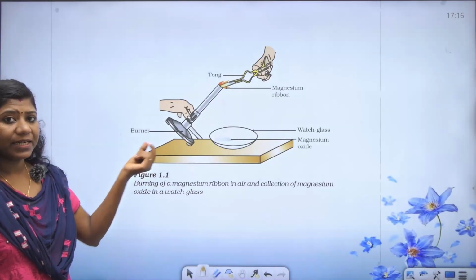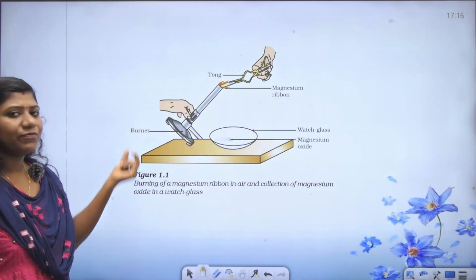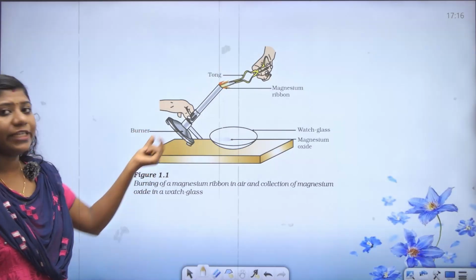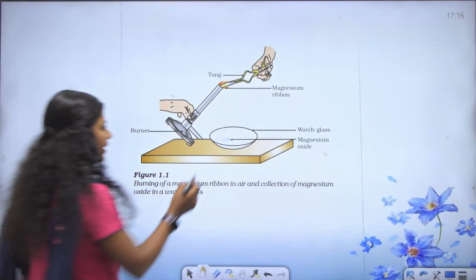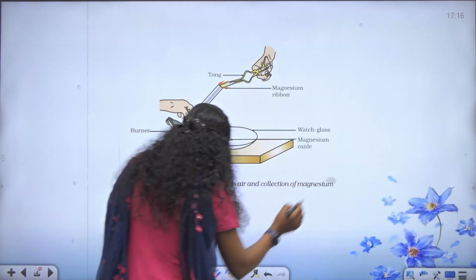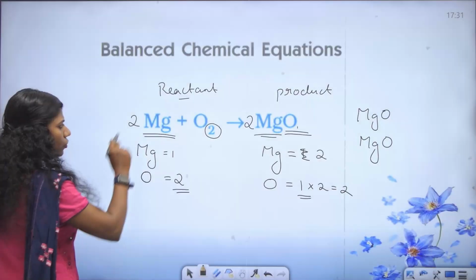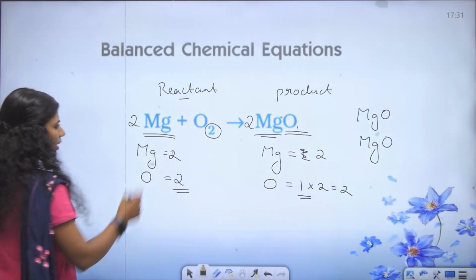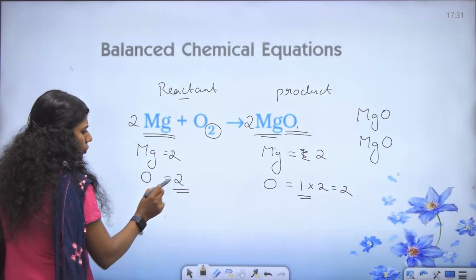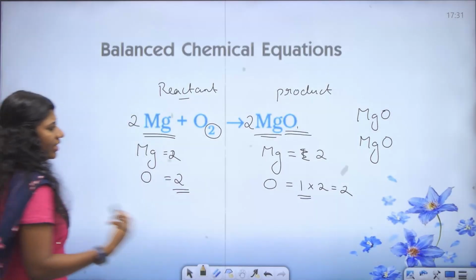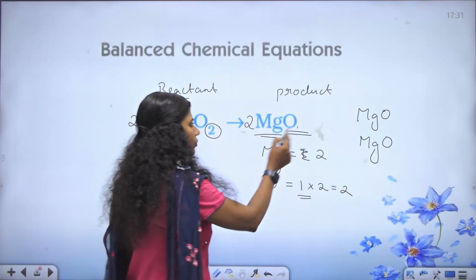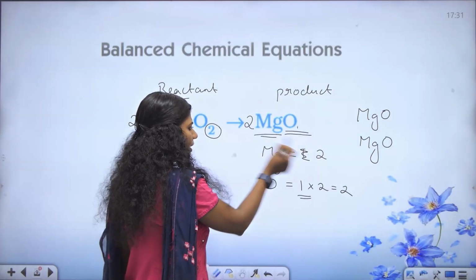A white colored ash is formed. That white colored ash is magnesium oxide. 2 Mg means 2 magnesium atoms. O2 is 2 oxygen atoms. Then in the product side, 2 MgO. Number of magnesium atoms is 2.